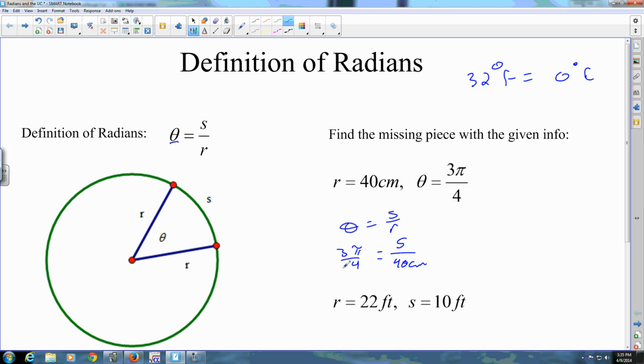So just like before, cross multiply, and you have 4S is equal to 3 pi times 40. 3 times 40 is 120 pi centimeters. I want to solve for S, so you divide by 4. 120 divided by 4 would give you 30. So S is 30 pi centimeters. So you just found how long that arc is cut off by the angle.